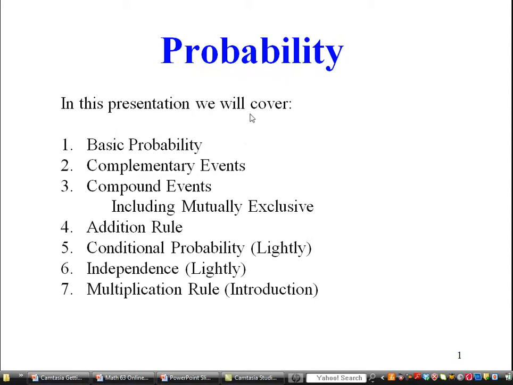This presentation will cover the following 7 items: basic probability, complementary events, compound events including mutually exclusive, the addition rule, conditional probability just lightly, independence just lightly, and we'll introduce and work with the multiplication rule.